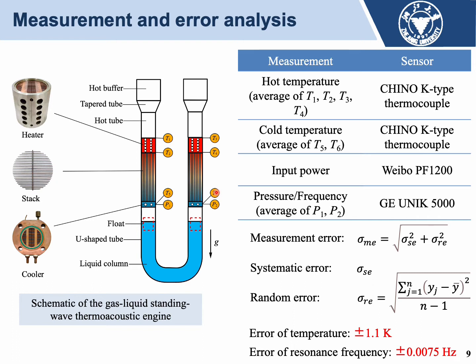The temperatures of the 2 heaters are controlled to be the same by changing the electric power inputs, which is measured by a power meter. A pressure sensor is installed at each cooler to measure the pressure signal. The measurement error contains the systematic error and the random error. Based on the calculation, the measured errors of temperature and the resonance frequency are listed as follows.